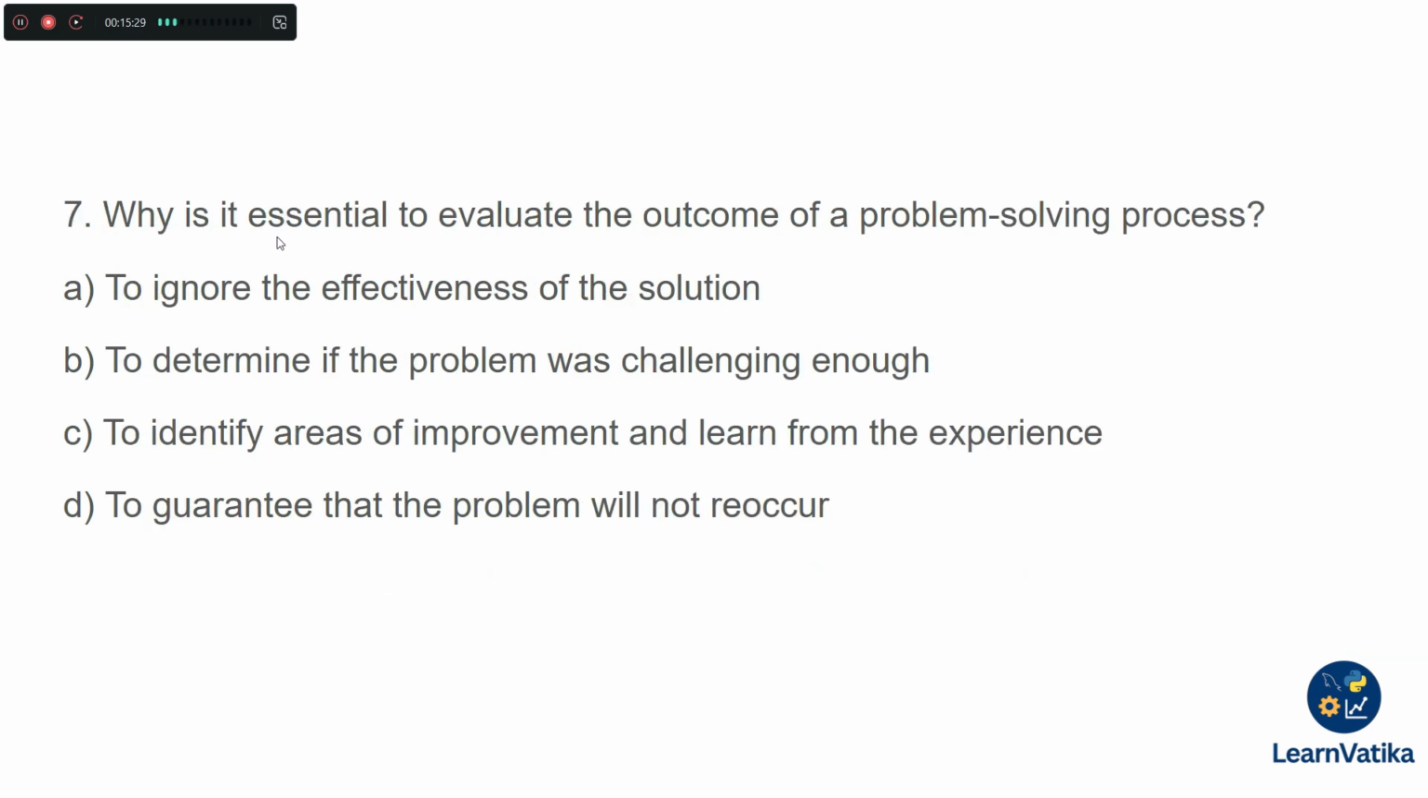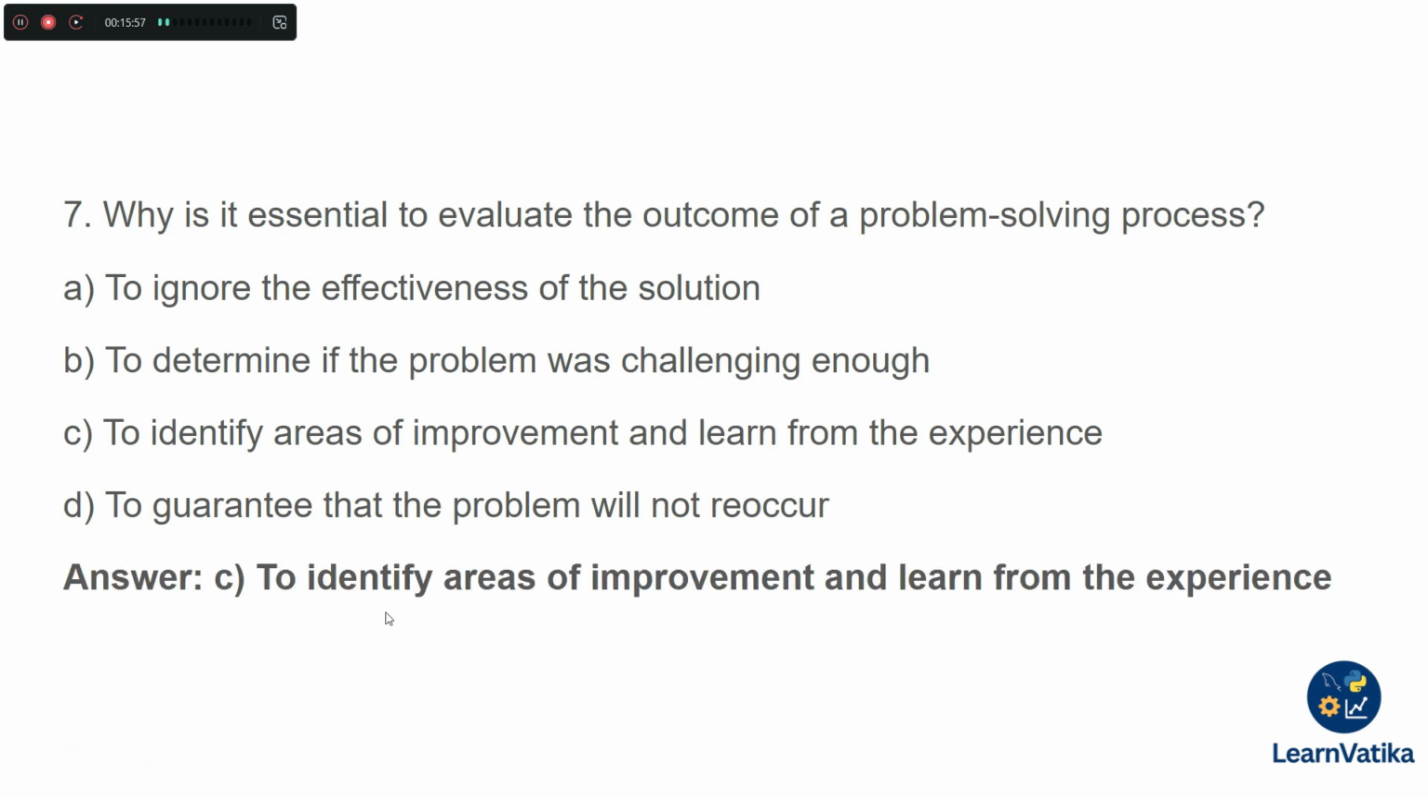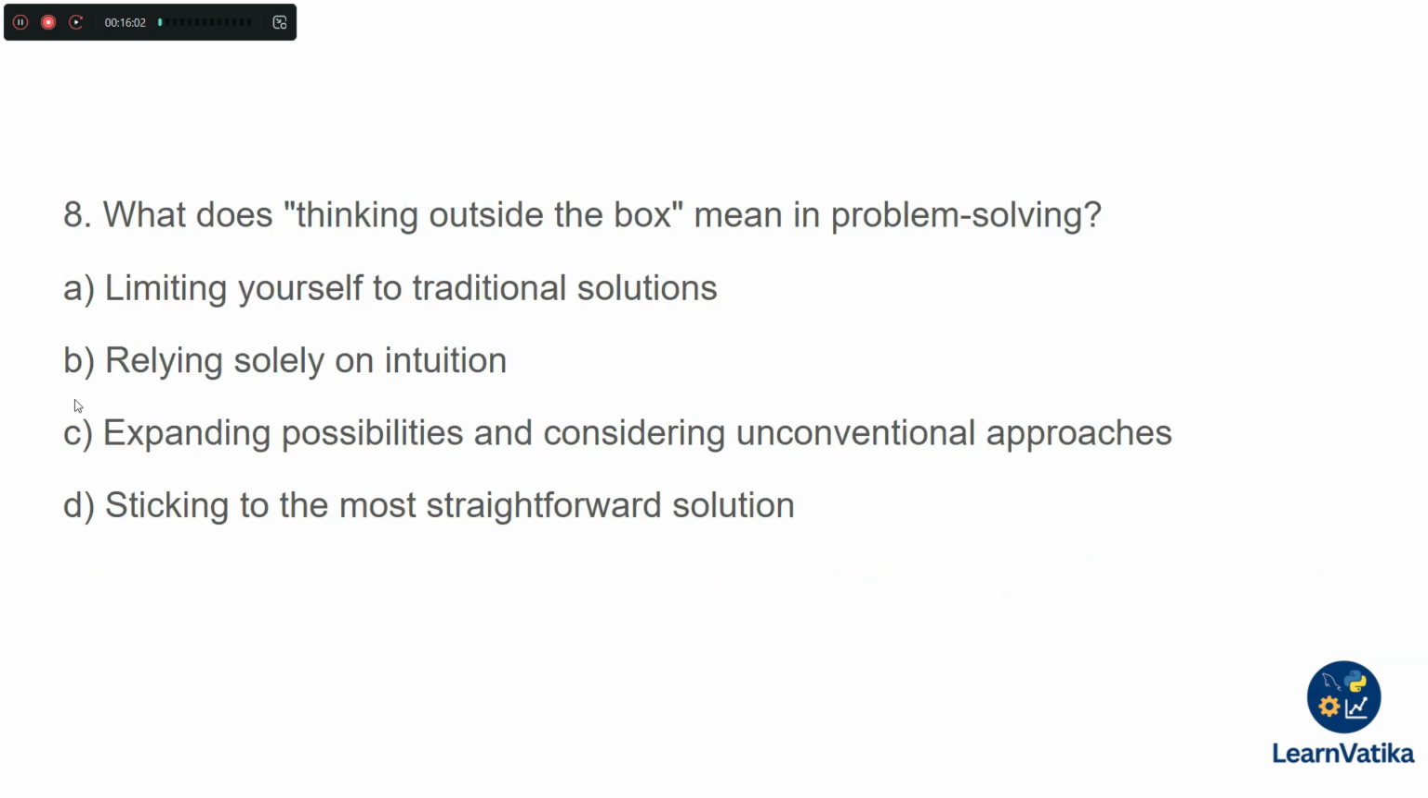Question 7. Why is it essential to evaluate the outcome of the problem solving process? Option A, to ignore the effectiveness of the solution. Option B, to determine if the problem was challenging enough. Option C, to identify the areas of improvement and learn from the experience. Option D, to guarantee that the problem will not reoccur. Answer is option C, to identify areas of improvement and learn from the experience.